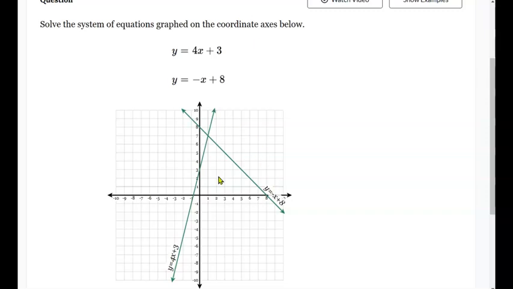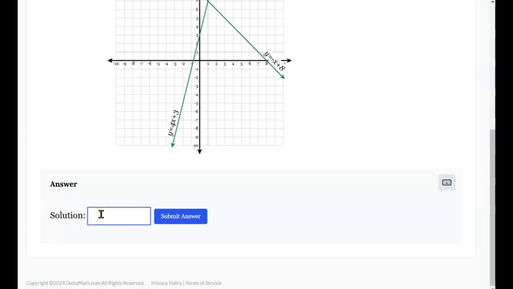And in a drawing, that would be the point of intersection. So this point here on the x-axis is 1, on the y-axis 7. So the point 1, 7 is the solution to this system. So down here below the graph, you type parentheses 1, 7, and you submit.